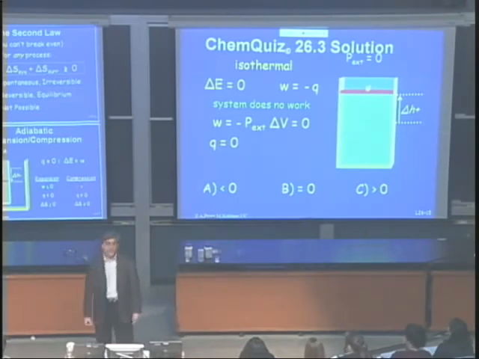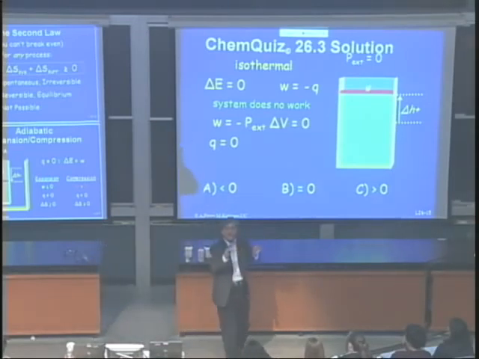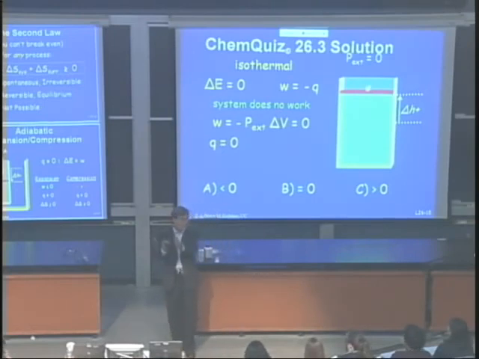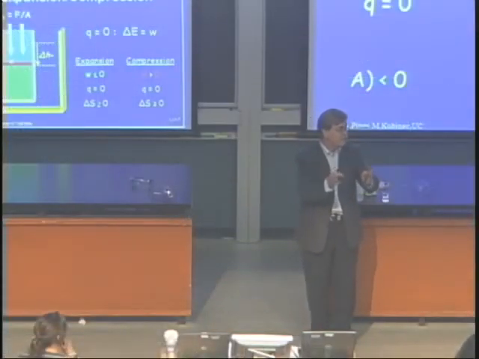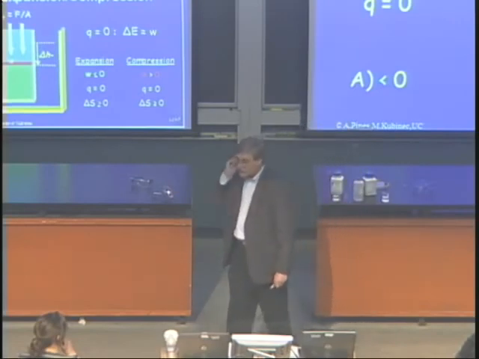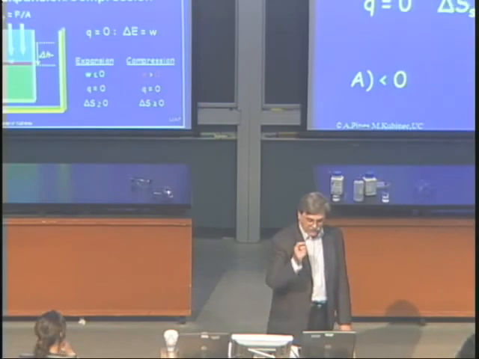All right? So I say delta S of the universe is delta S of the system, that was larger than 0, plus delta S of the surrounding, that was 0. That gives you delta S of the universe is larger than 0. Okay? This is definitely a reaction that can happen. All right, so that was the answer.